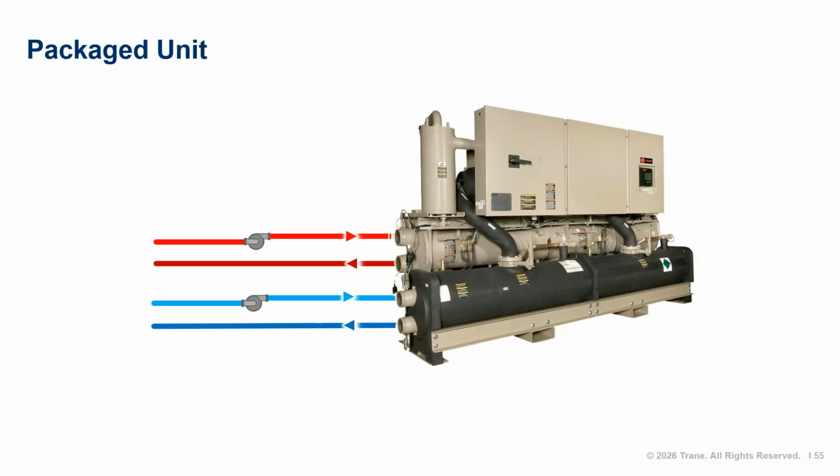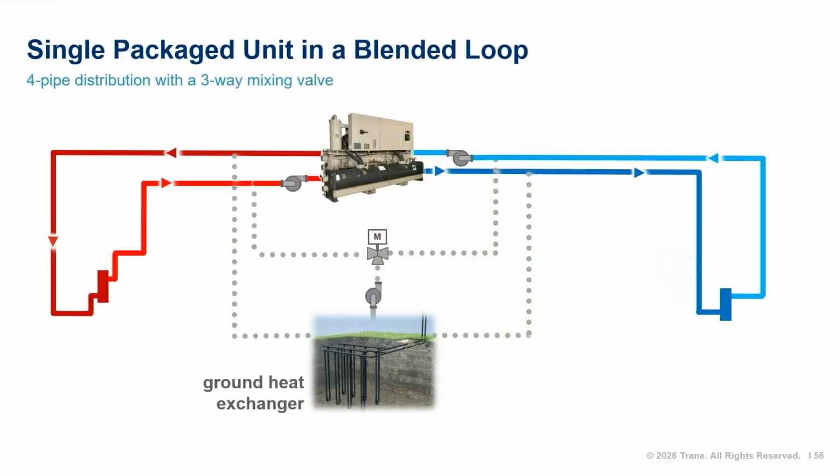The first major difference here is that a packaged unit does not contain a reversing valve. So as previously discussed, we must design a system that can change over because the unit does not have this capability. First, let's look at a single unit system. Similar to the 2-pipe system, we see the inclusion of a 3-way control valve that connects the fluid leaving the Borefield to the entering evaporator and entering condenser lines.